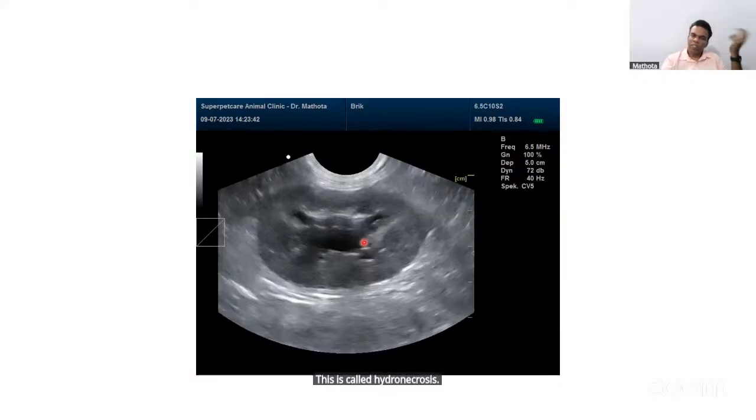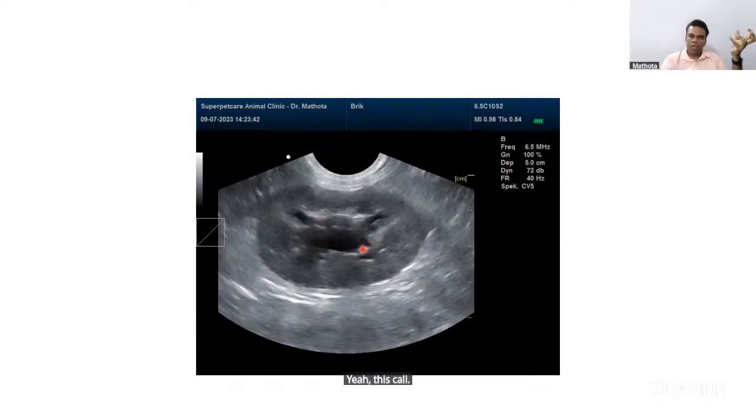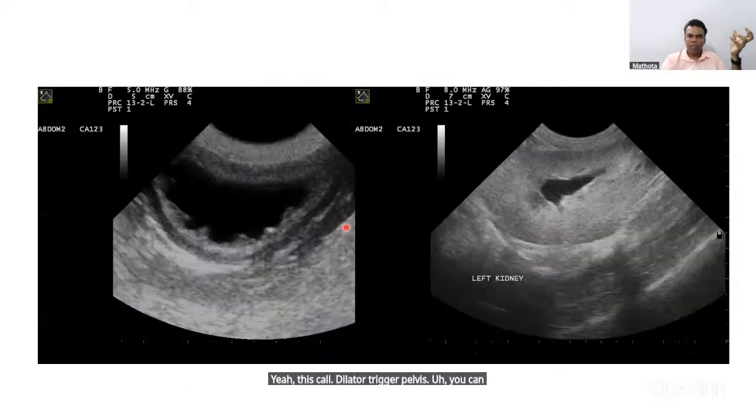If there's a ureter obstruction in the ureters, a blockade or some urine block, the back pressure leads to this condition. It is called dilated renal pelvis. You can see the renal pelvis here.